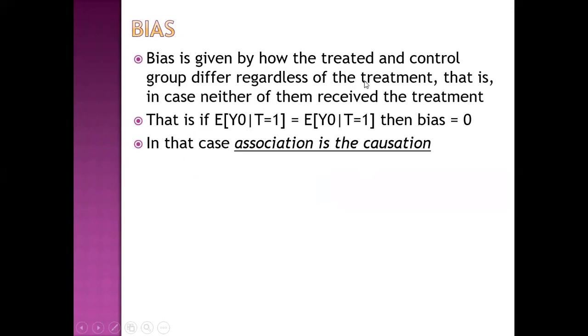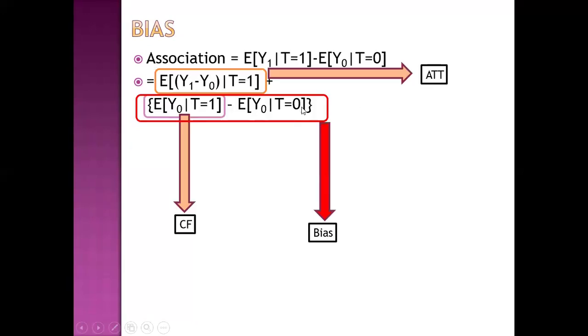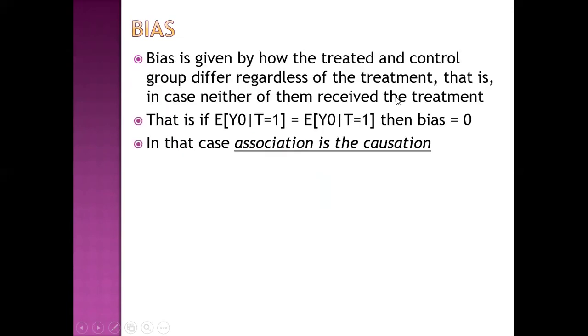Bias is given by how the treated and control group differ regardless of the treatment. That is, in case neither of them receive the treatment, because these are the units which are treated and this is before treatment. These are the units which have not received treatment. So their effect is in any case without treatment. So this entire term is bias. That is, neither of them received the treatment. So if these two terms are equal, then bias is 0. In that case, association is the causation.